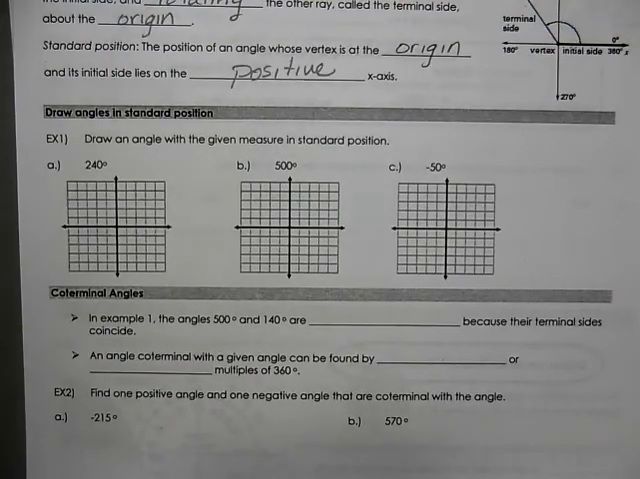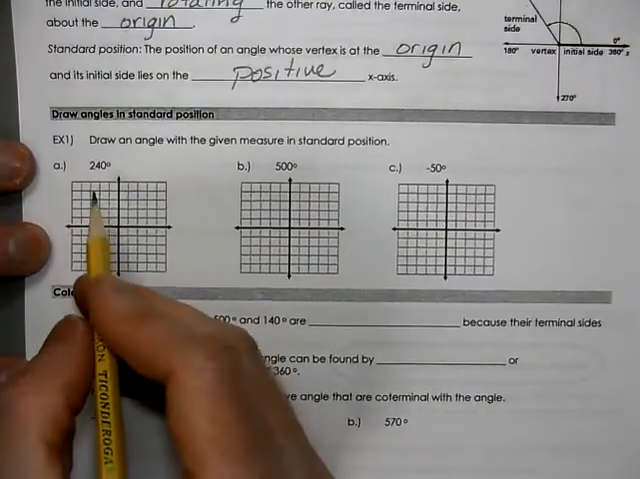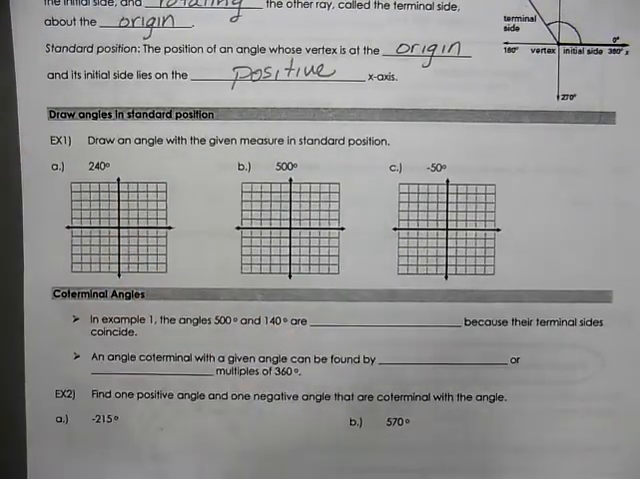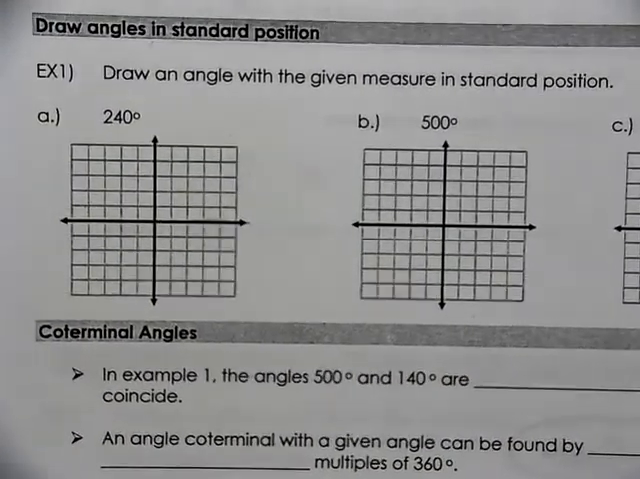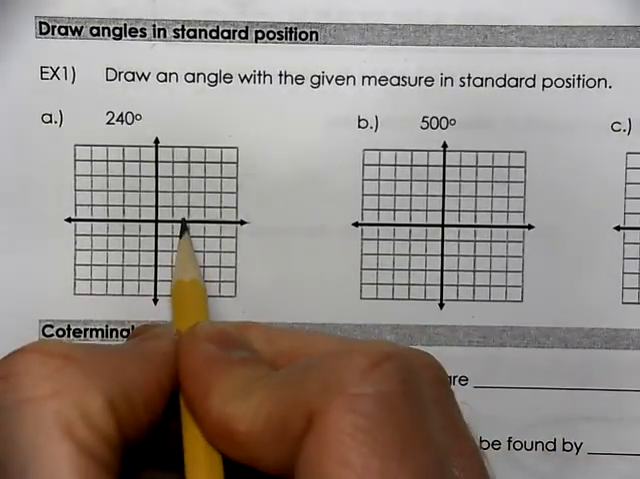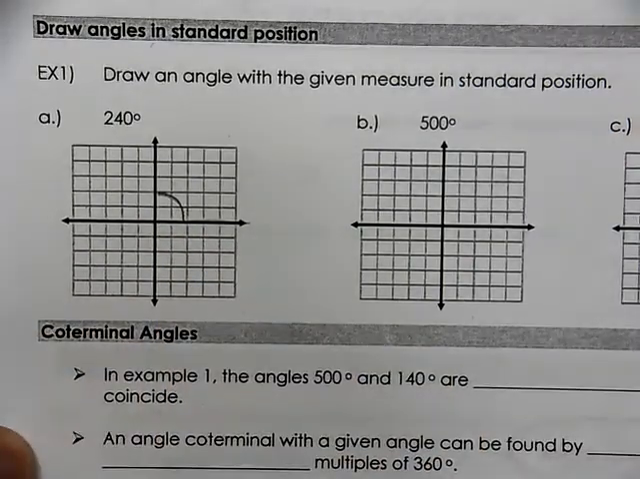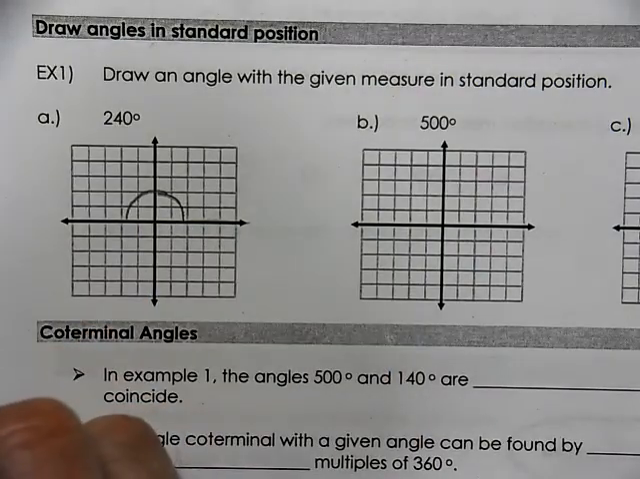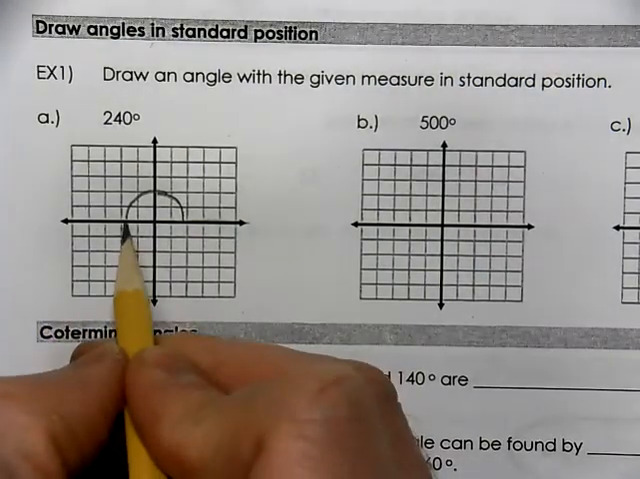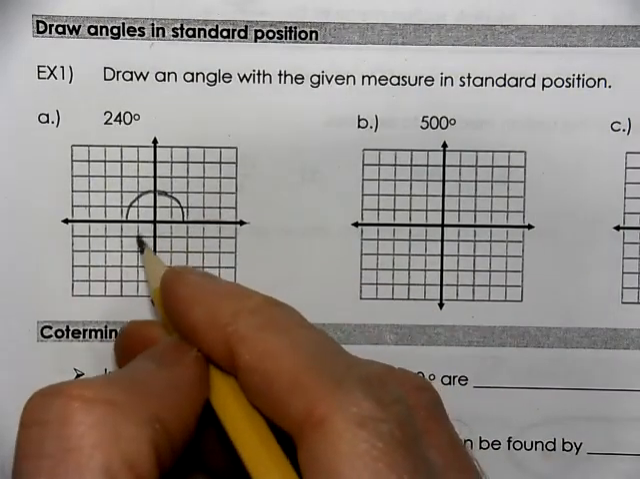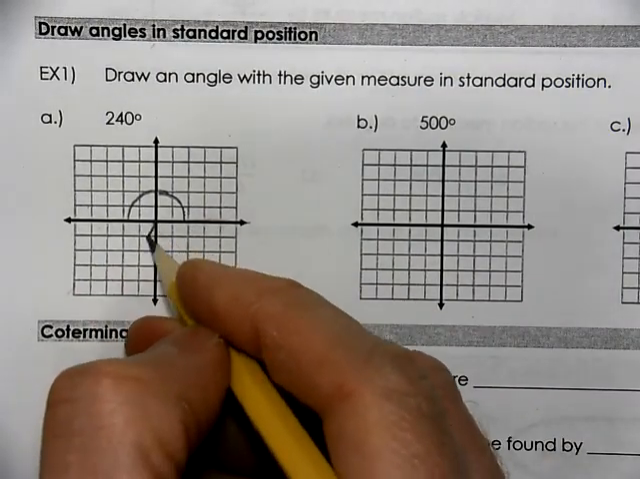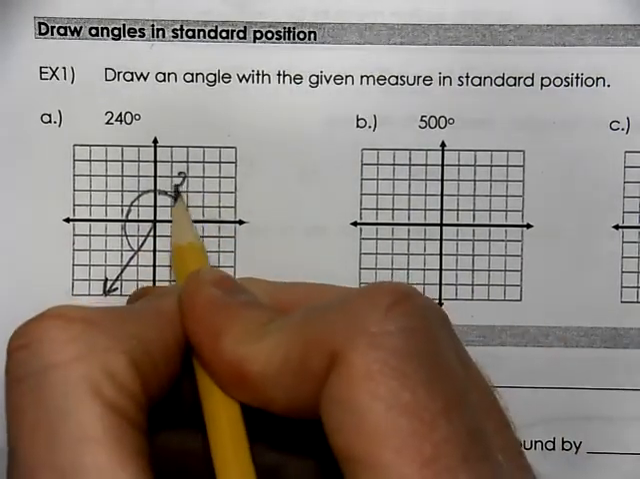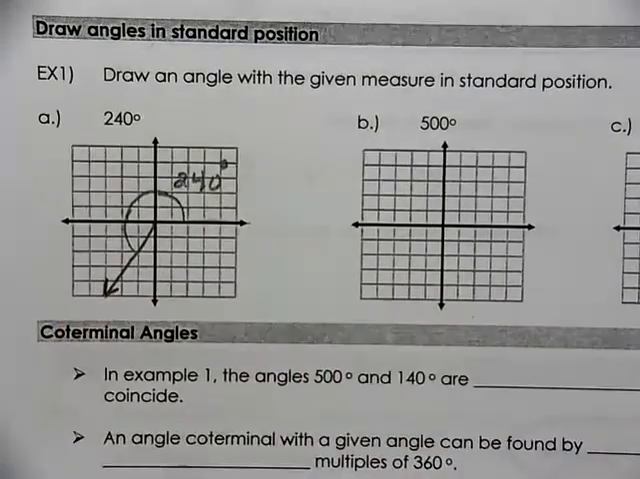These are just approximations on where the graphs are, but 240. Well, if 0 is along the x-axis, 90 degrees is coming up to the y-axis, 180 degrees. So then we need 60 more degrees. So we're going to go past 45 more degrees, and come down to approximately here. That would be about 240 degrees.